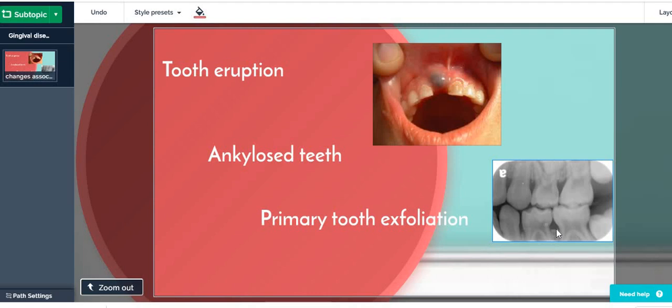As you see here, for example, there's a flattening of interseptal bone, but it's a normal physiological condition. This is related here. You may see an angular bone loss, but it's a normal physiological condition for the coming of the successors of the primary teeth.